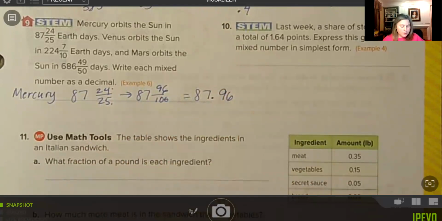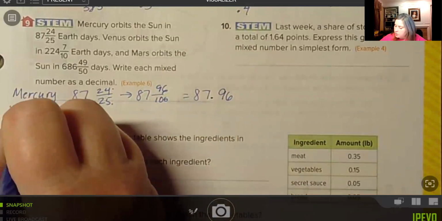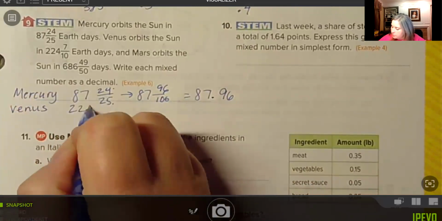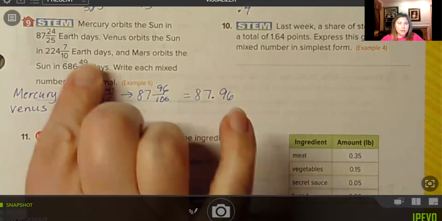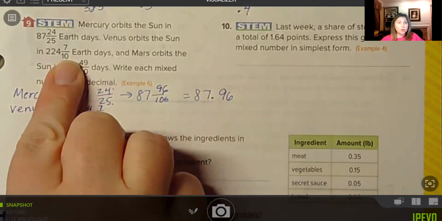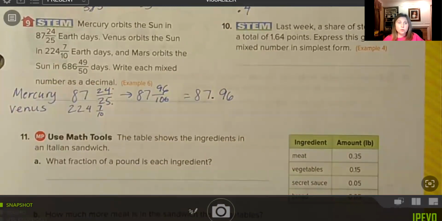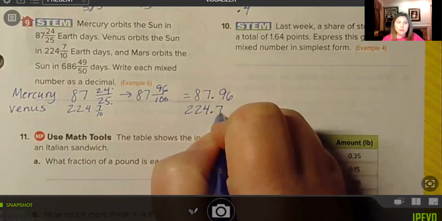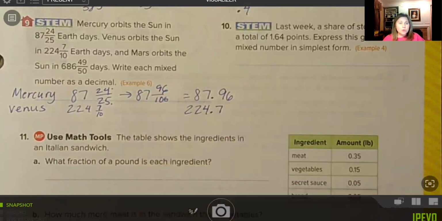And then Venus orbits the sun in 224 and 7/10. This is already in tenths, so we don't need to scale it up or down. It's just 224.7, so 224 and 7/10 for Venus. Mars orbits the sun at 686 and 49/50 days. So this is Mars.